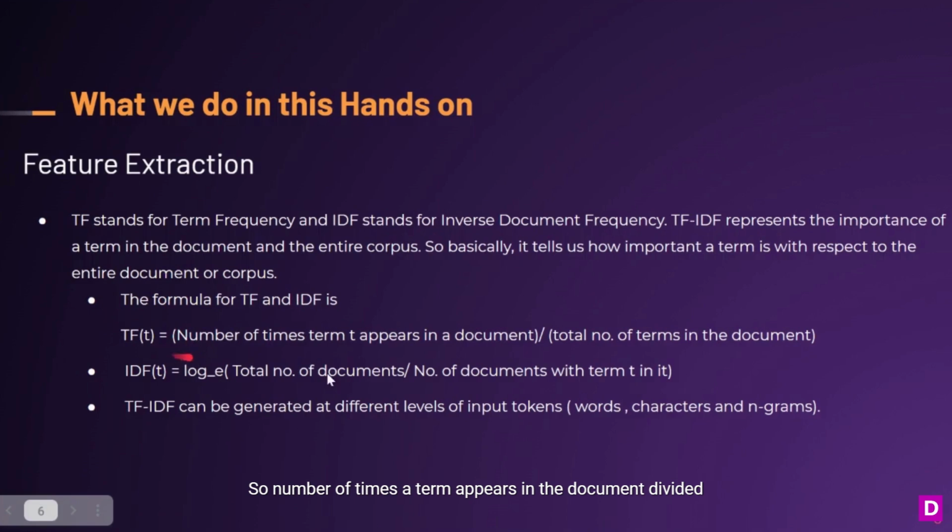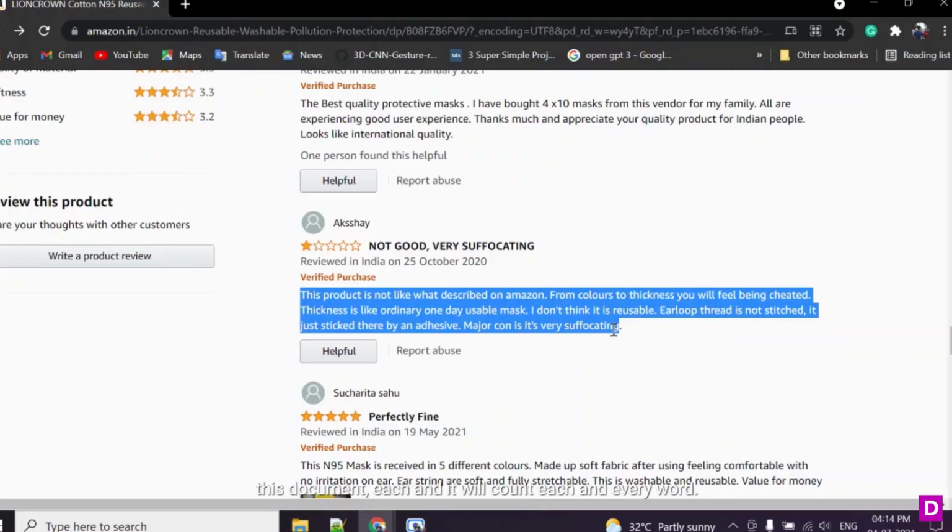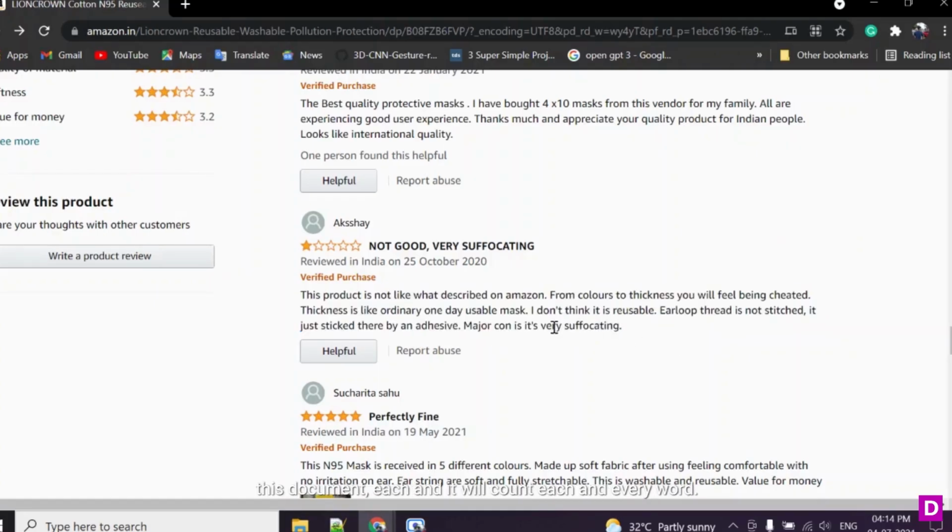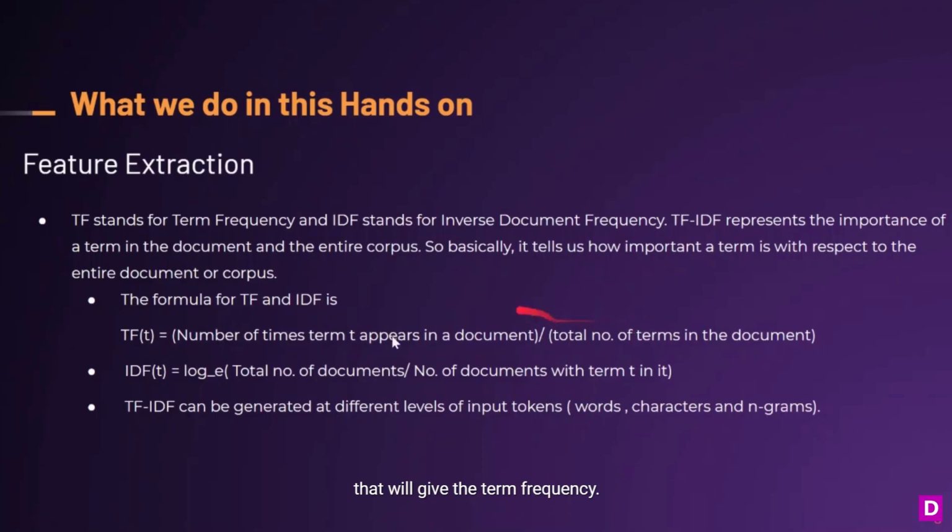So it is the number of times a term appears in the document divided by the total number of terms in the document. The total number of terms means that in a given document it will count each and every word. That will be the total number of terms in a document, and that gives the term frequency.